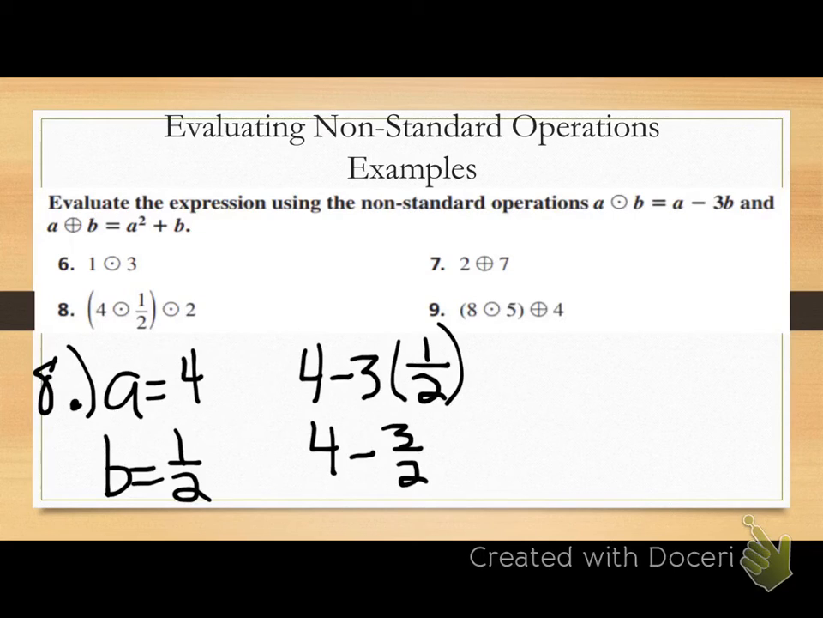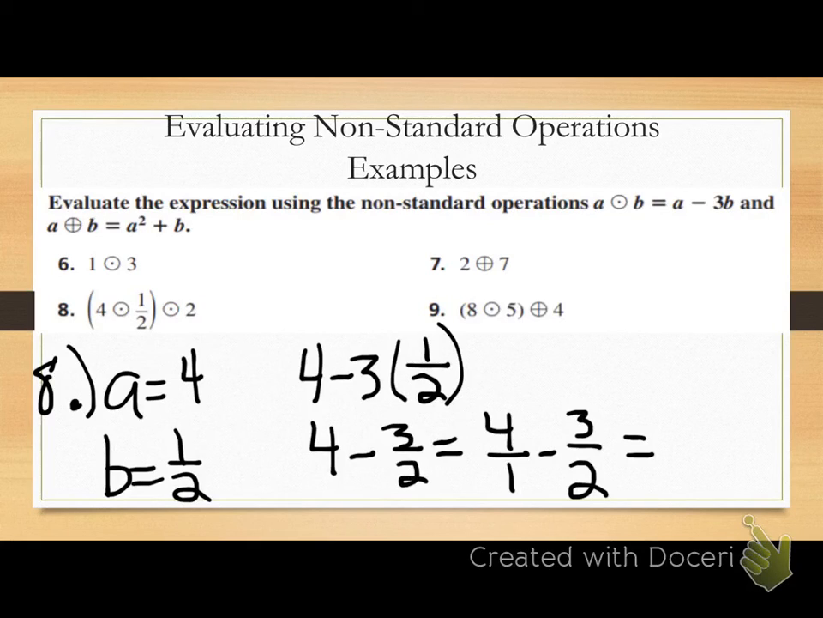I want to review with y'all how we add and subtract fractions. First off, what is 4 as a fraction? 4 over 1. Does anyone remember how to add and subtract fractions? What do I need that's special about adding and subtracting fractions? The denominator must be the same. Do I have the same denominator here? No. So I've got to get them to have the same denominator.